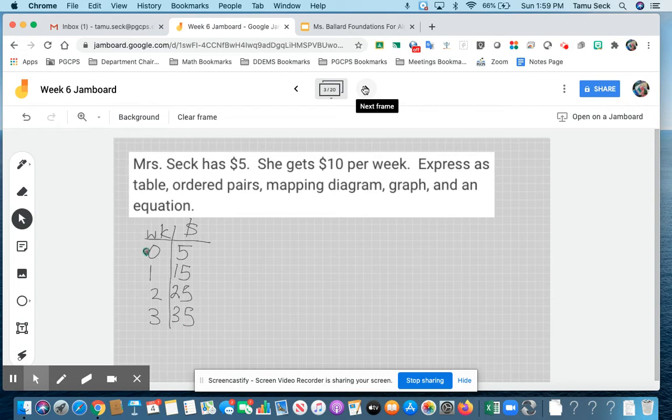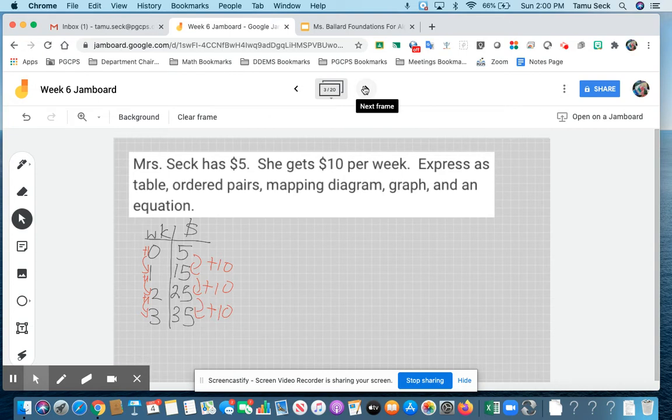So just like yesterday's warm-up, the weeks are adding by 1, and the money is adding by 10. But the equation is going to be different than yesterday's warm-up because this time Miss Sek begins with some money, where yesterday Miss Sek began with no money.